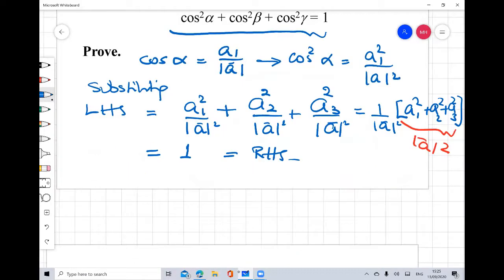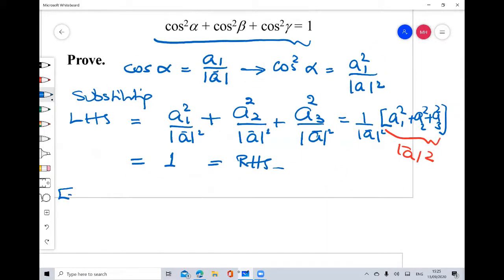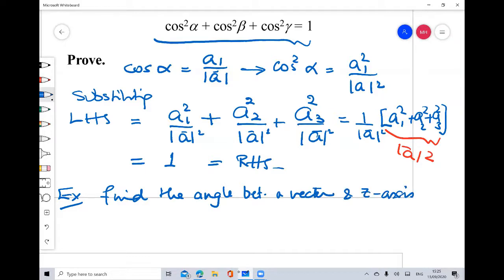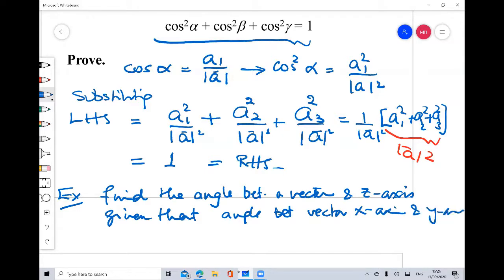Okay. To solve an example, say I need to find the angle between a vector a and the z-axis, given that I know that the angles between the vector and the x-axis and the y-axis are pi over 3 and pi over 3 respectively.